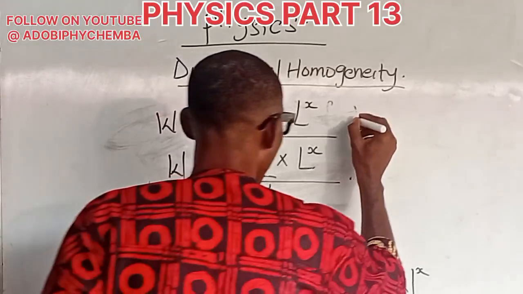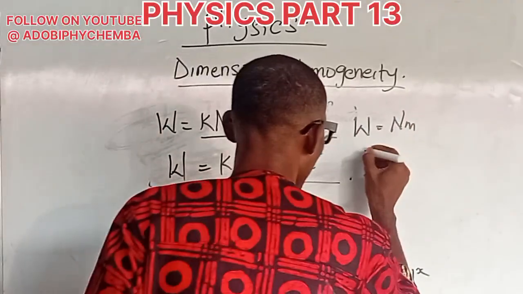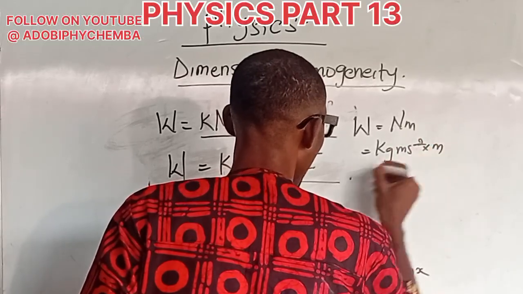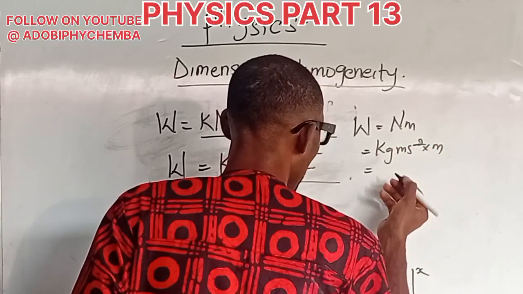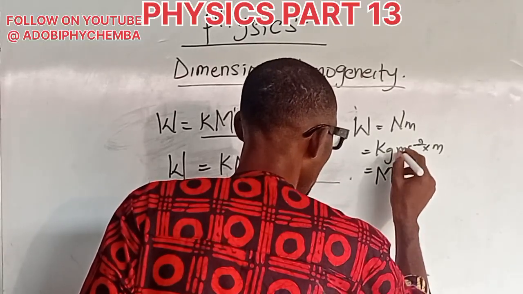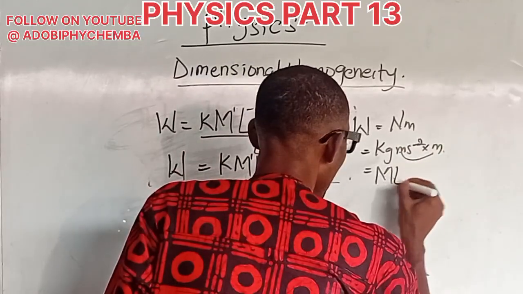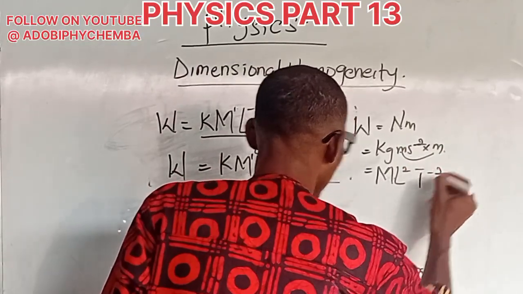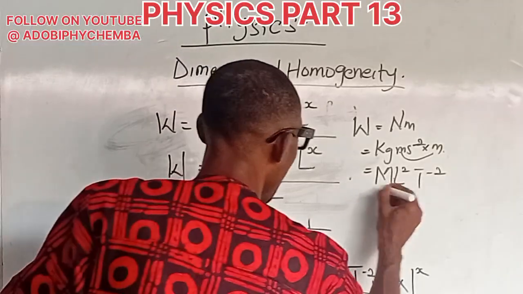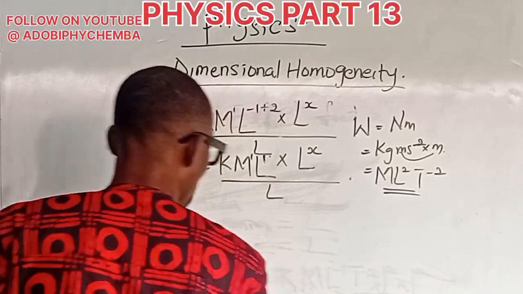Quickly, work. What is the dimension of work? Work is Newton meter, which is joules. What's Newton? Kilogram meter per second square times meter, which is the same thing as M, L raised to power 2 and T raised to power minus 2. So here, where I've been writing work, I will change it to this dimension. Quickly, let me clean this place so you can see. Just follow me with the speed of light.